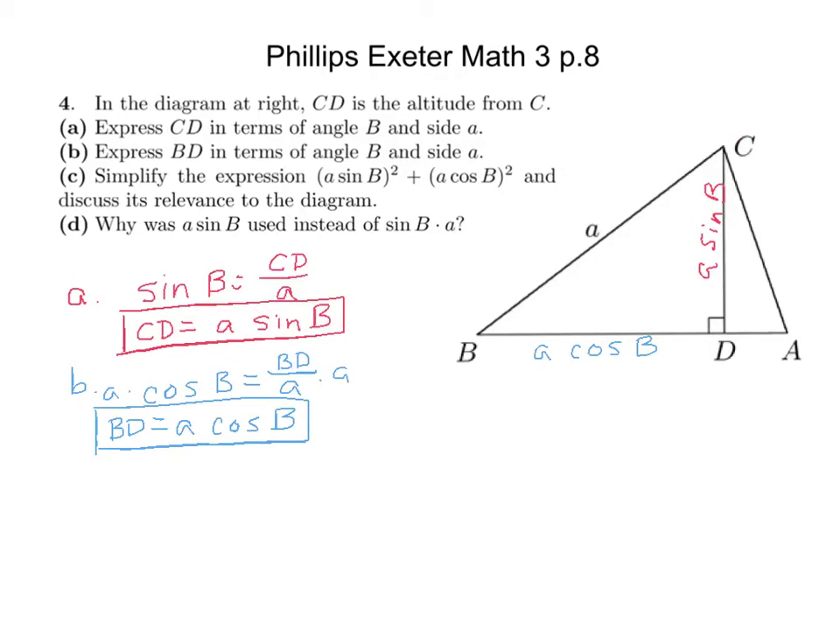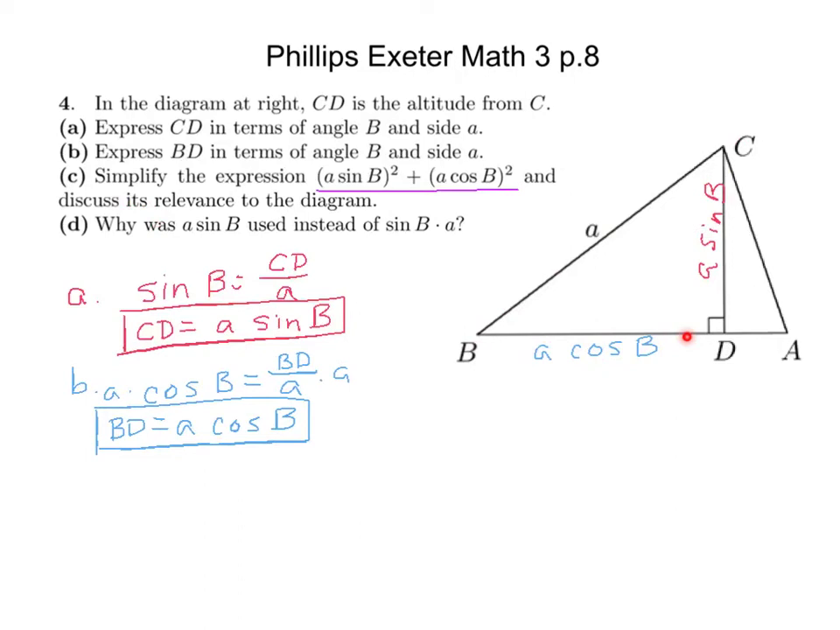And now it says to simplify the expression A sine B squared plus A cosine B squared and discuss its relevance to the diagram. So what does this have to do with the diagram? It equals A squared. And why does it equal A squared? Because we're squaring the whole thing, including the A.